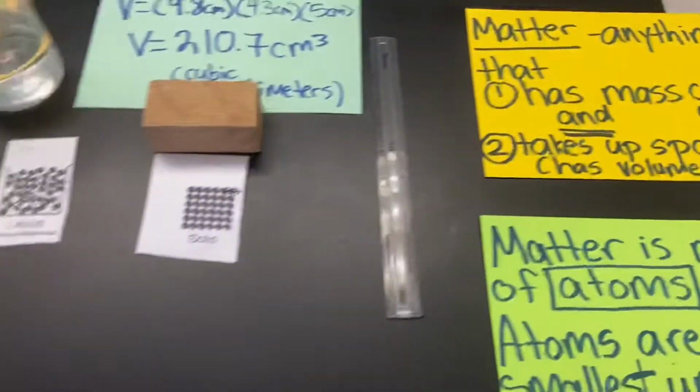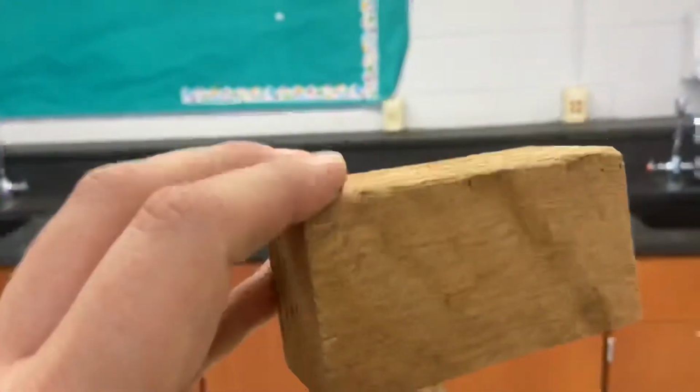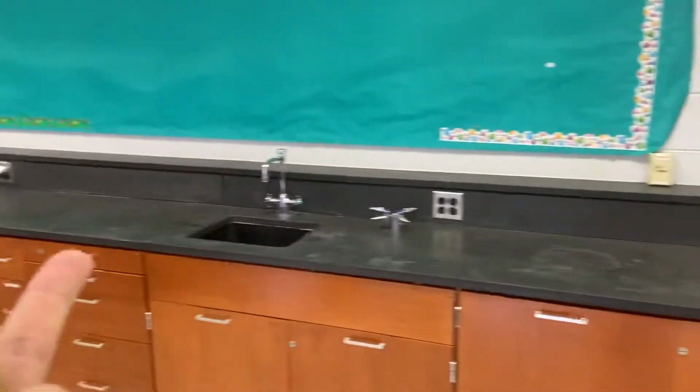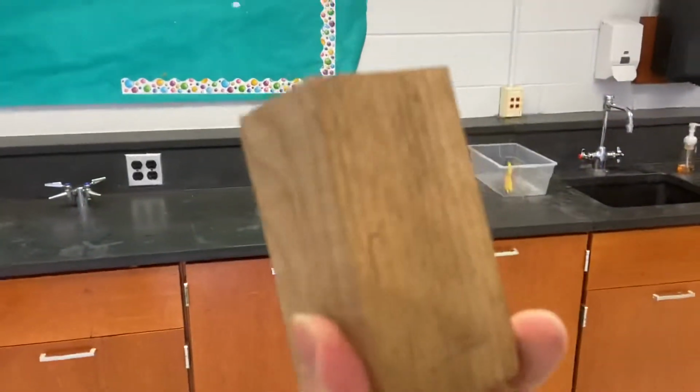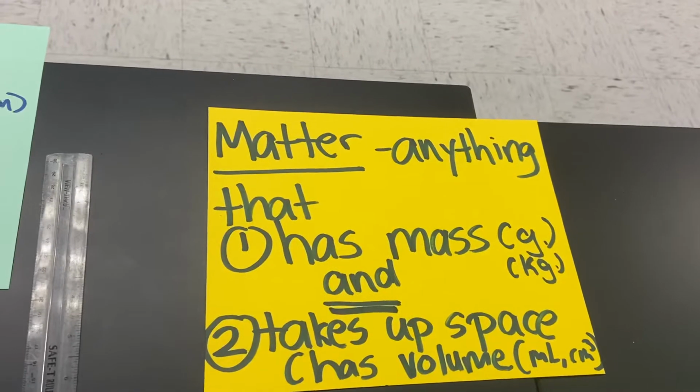Let's look at these examples. Let's start with our solids. This is a block of wood, and there's plenty of other solids you can look into in this classroom, okay? So, is this an example of matter? Does it have mass? Does it take up space?